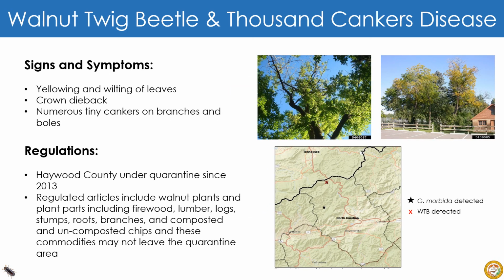Walnut trees suffering from thousand cankers disease will typically exhibit yellowing and wilting of leaves and crown dieback. Additionally, numerous tiny cankers may be present on tree branches and boles, hence the name thousand cankers disease. We, along with the NC Forest Service, have been trapping the state for the beetle since 2013. Thankfully, the beetle and the pathogen have only ever been detected in one county in North Carolina, Haywood County, which is currently under quarantine, and neither have been detected in our state since 2013.